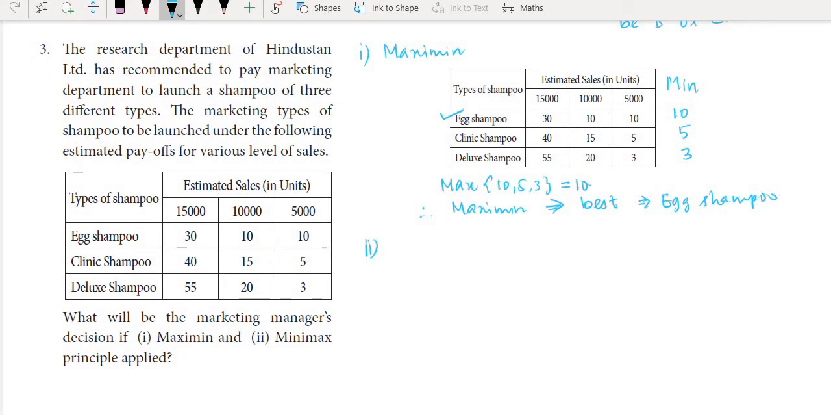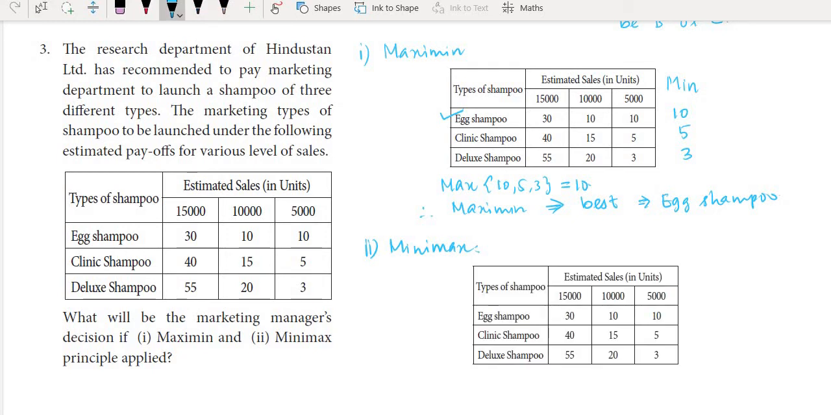Second, using minimax strategy. So minimax stands for minimum among the maximum values. So we have to take the maximum for each shampoo, which are 30, 40 and 55. So among these, the minimum of 30, 40, 55 is nothing but 30 here.